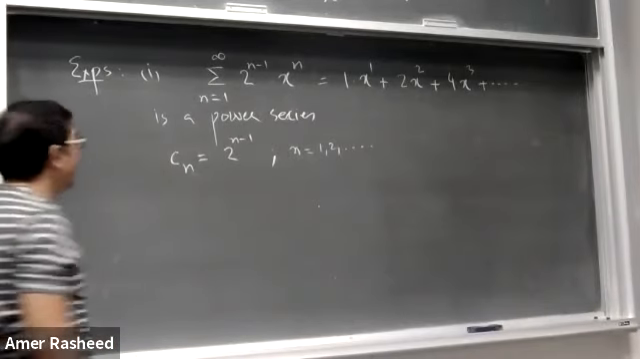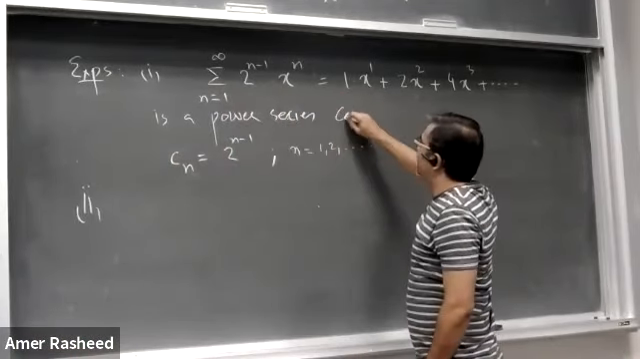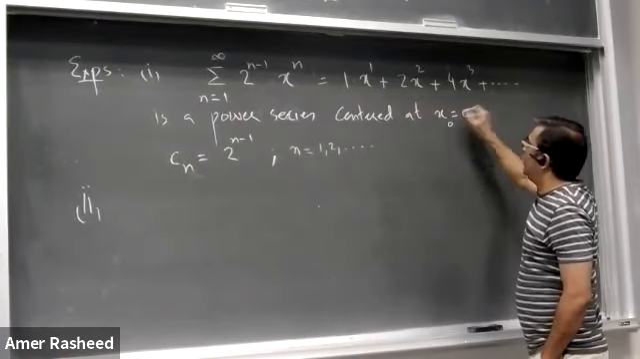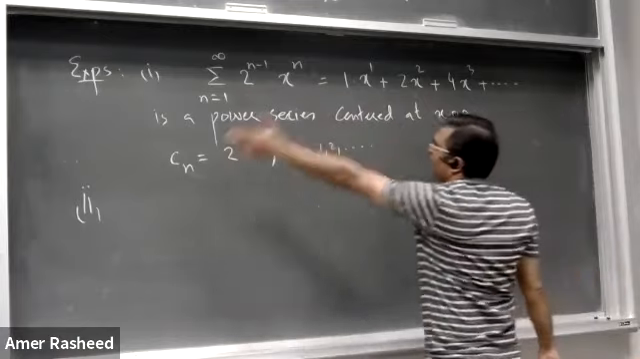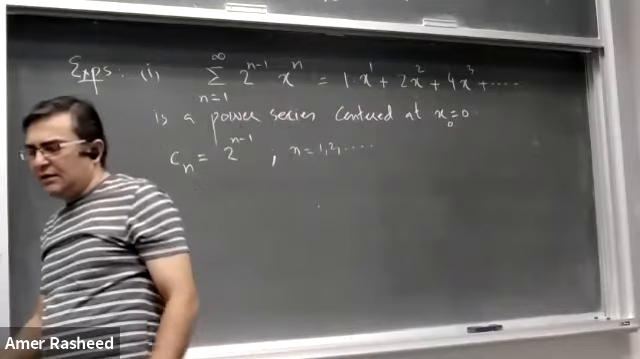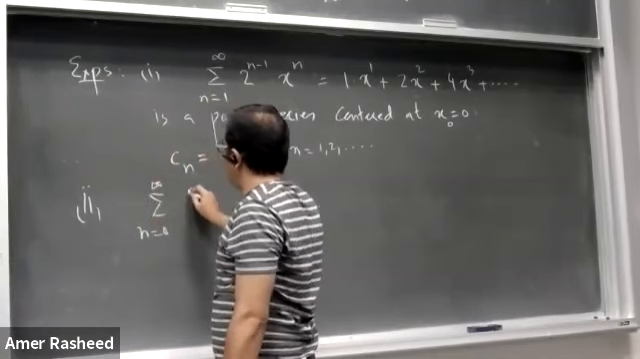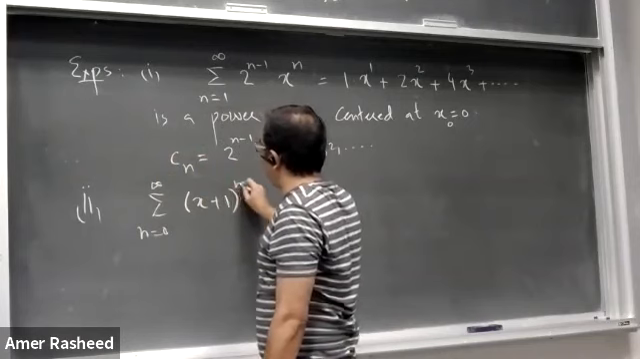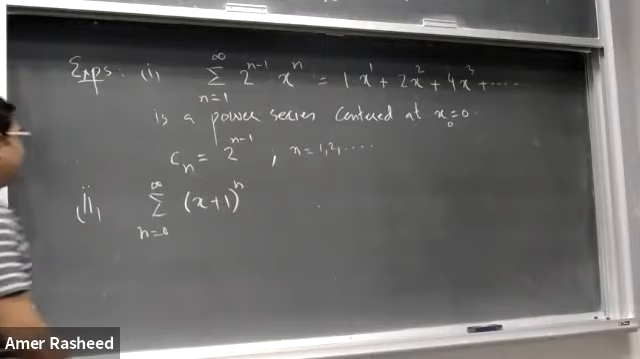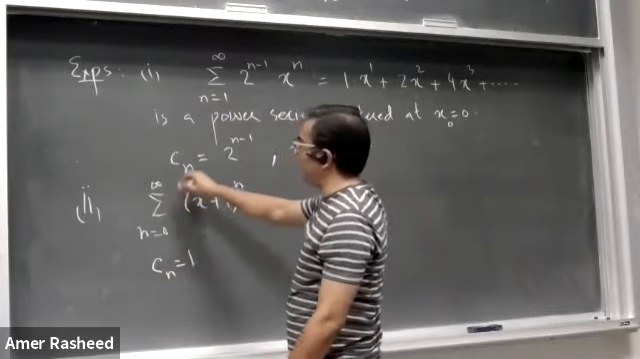Another example. Now this series is a power series centered at x equal to 0. Let us write another series which is centered at some number other than 0. So n from 0 to infinity x plus 1 whole power n. This is again a power series with Cn, which is 1, because we don't have any coefficient here.